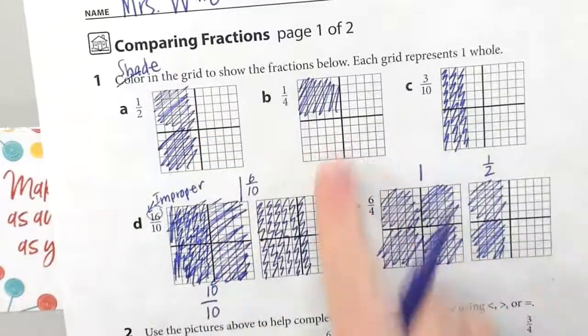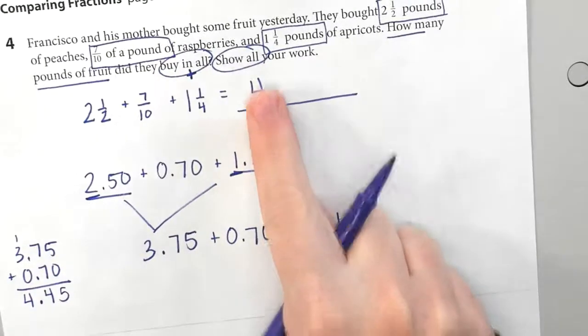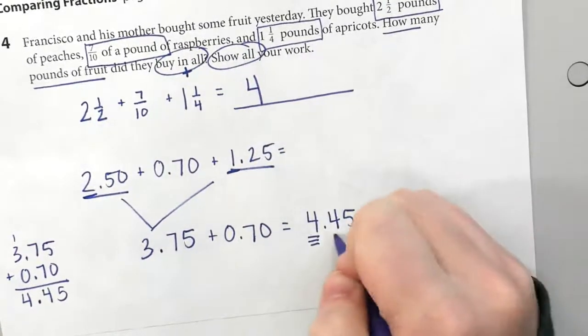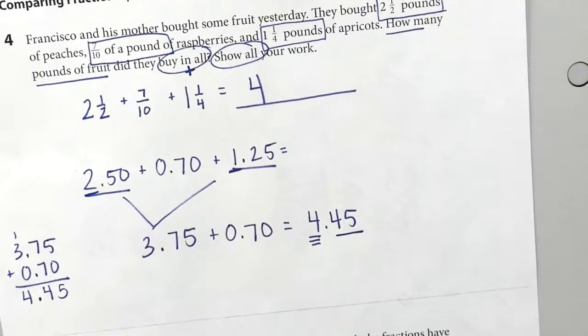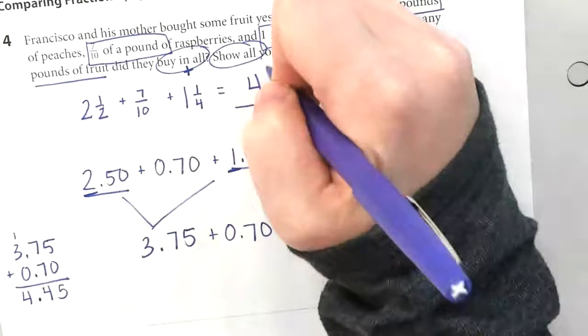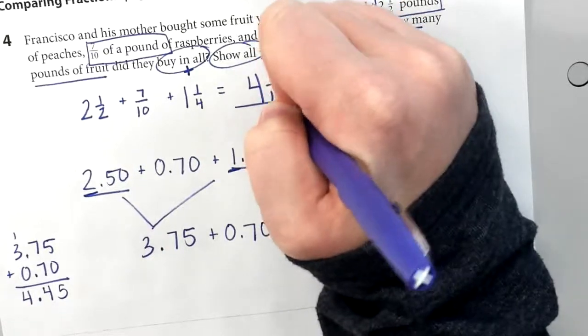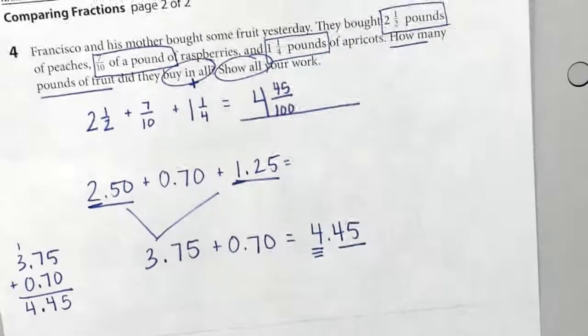Yeah, that would be the same as having 4 whole grids shaded in. So 4 is nice and big. How would I show 45 cents as a fraction? Right, it would be 45 over 100. This is a mixed number.